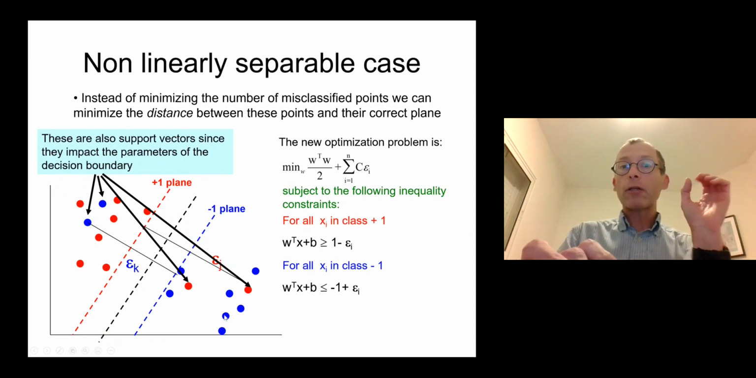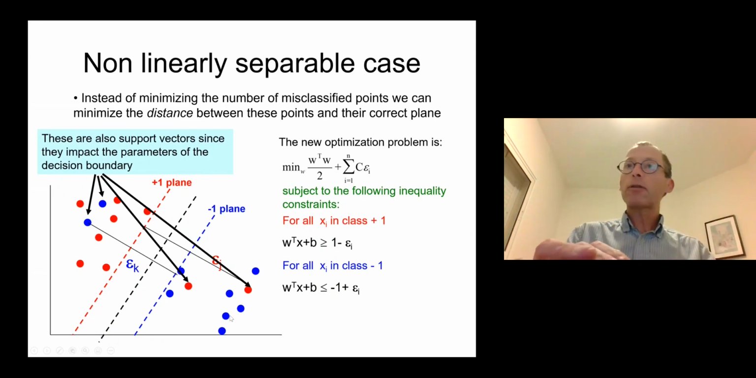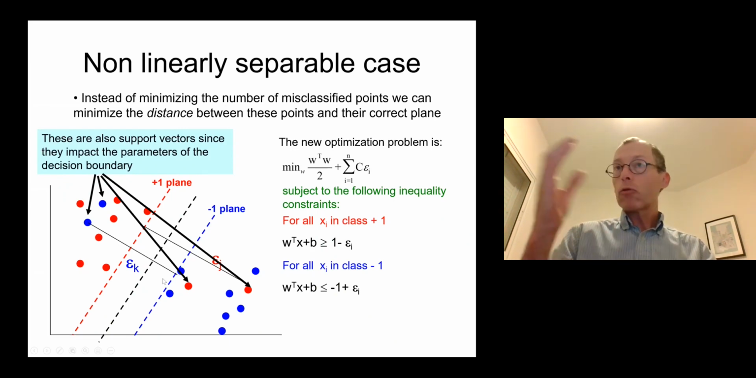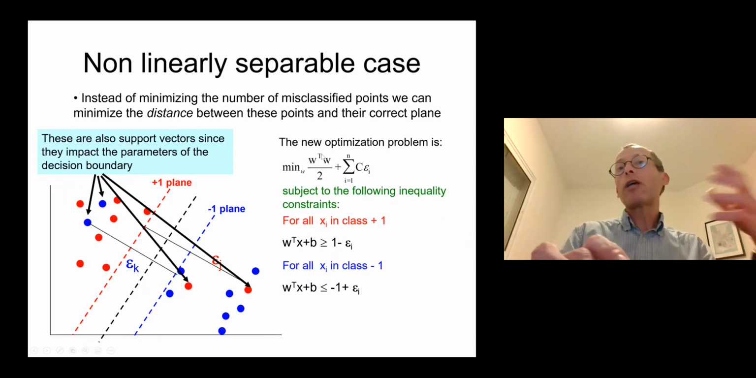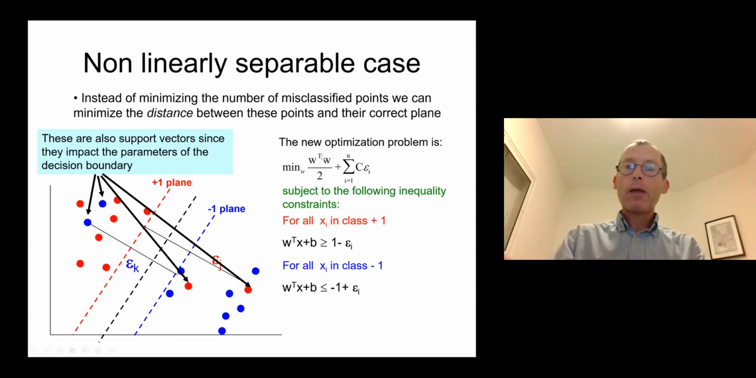Not all the points are support vectors. Like the blue points here on the right side of the boundary, they are not support vectors because if I move this point here or here, it doesn't change the solution. But points that I make a mistake on, if I move this here, it's going to change epsilon. If I change epsilon, it's going to change W and so on.